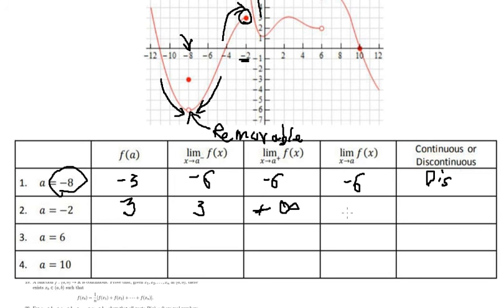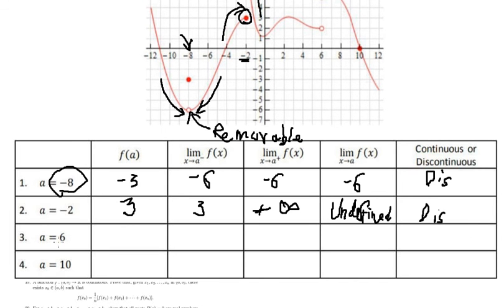And in this situation, we can say undefined. It means we don't analyze this one because the limit from the left and from the right don't have the same value. So we need to write undefined, and we say this is discontinuous.